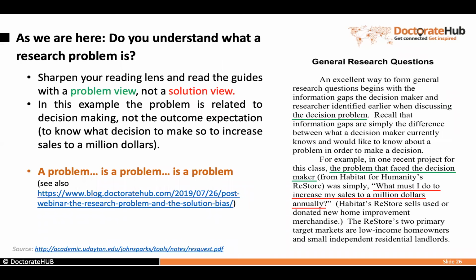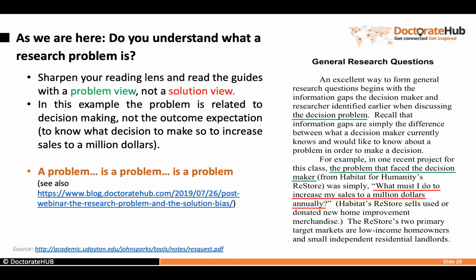Now, if I put this out as an example in a course or when working with students, it is not uncommon that the student immediately jumps on what must I do to increase my sales to $1 million annually. The reason being, this is an exciting question. It asks for a clear outcome, making $1 million, and therefore you're motivated to answer that question. However, in this case, the real problem is a problem about decision making and not how to make $1 million.